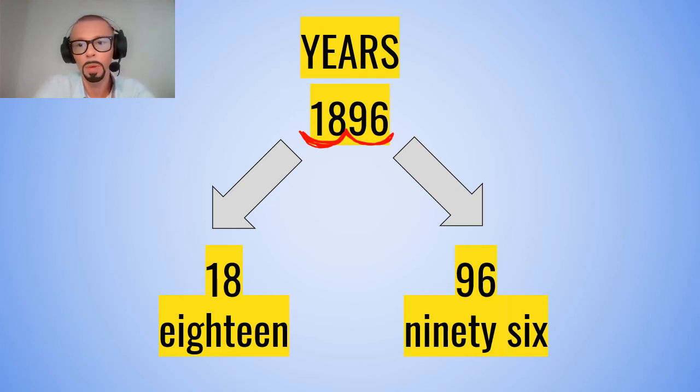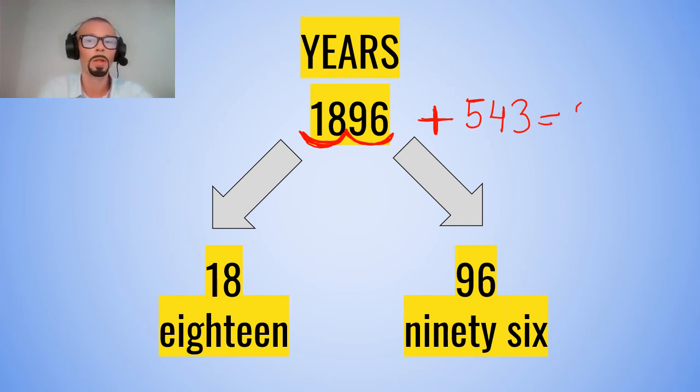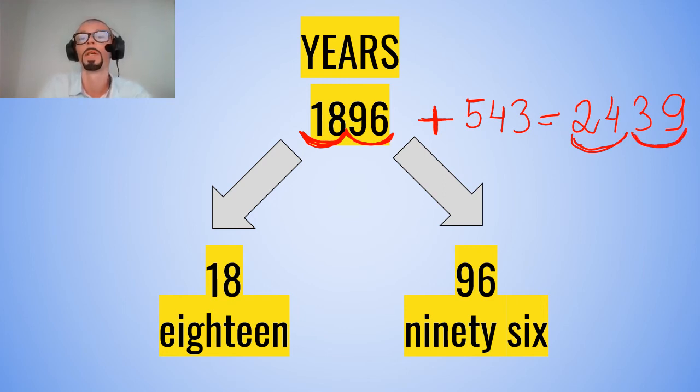But by the way, let's convert this year to the Thai calendar. Right? In the Thai calendar, you have different years. If you want to convert a Western date into the Thai calendar, you have to add the number 543. Right? And in the Thai calendar, it will be this year. So how to pronounce this year? Again, break it into numbers. 24 39. So in the Thai calendar, this year would be 24 39. Let's move on.